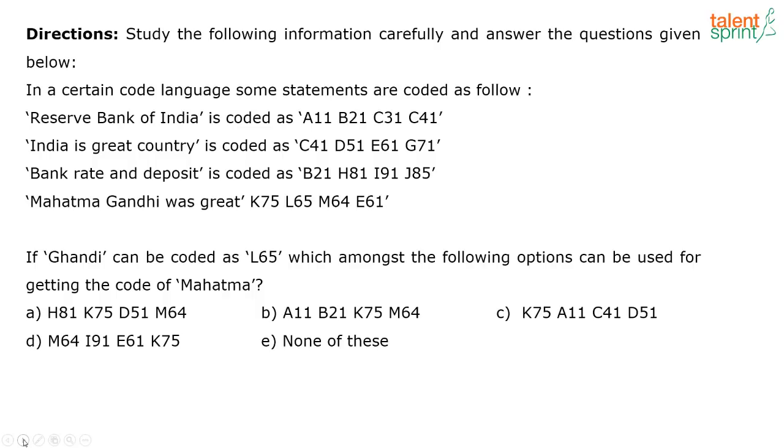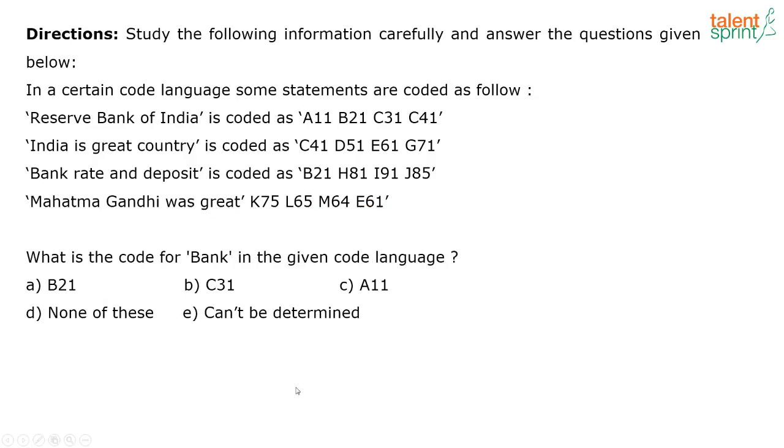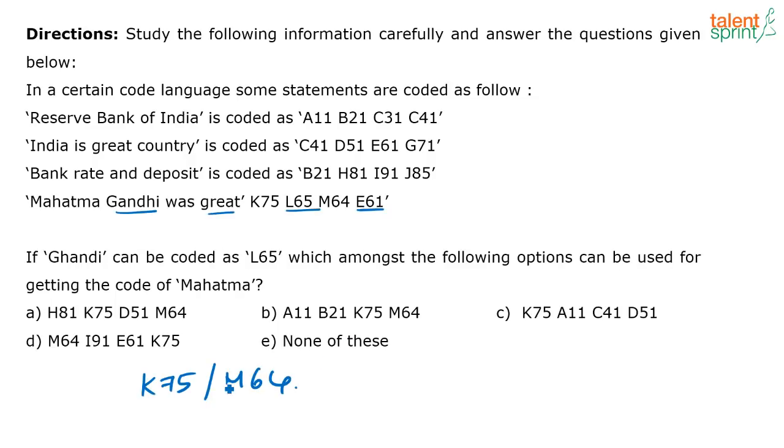If Gandhi can be coded as L65, which amongst the following options can be used for getting the code of Mahatma? Gandhi is coded as L65. So Gandhi is L65 we have got. See, we also found out what is the code for great. In the first question we found out great is coded as E61. So code for Mahatma is either K75 or M64.